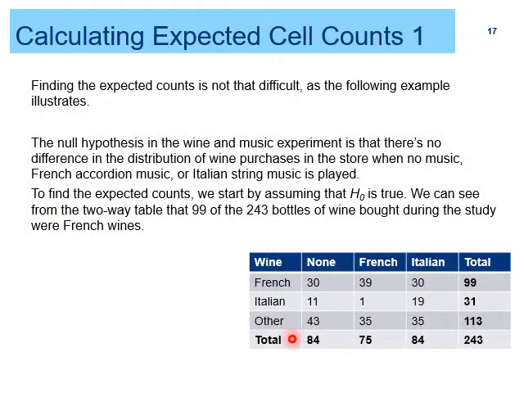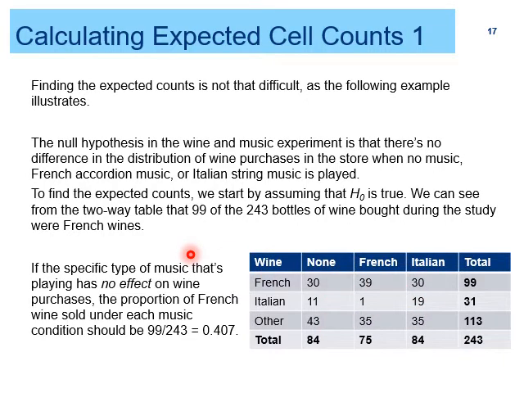Now from this, we are going to calculate our expected counts as we did earlier. For this, it would be 99 multiplied by 84 divided by 243, and similarly we calculate for all values. If the specific type of music playing has no effect on wine purchase, the proportion of French wine sold under each music condition should be 0.407. To find the expected counts, we start by assuming the null hypothesis is true. What is the null hypothesis? That there is no difference in the distribution.